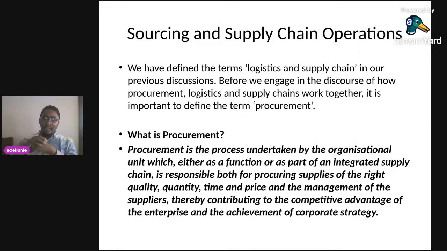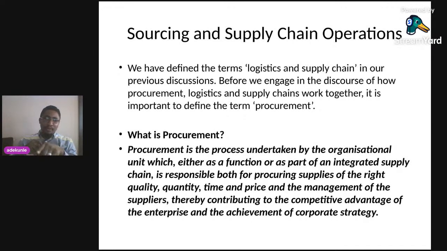Of course, from the supply chain management, sourcing and procurement that we've been doing, we'll define procurement. Procurement is a process undertaken by an organizational unit, either as a function or as part of an integrated supply chain, which is responsible for procuring supplies of the right quantity, the right quality, at the right time, and the right price, and for management of supply, thereby contributing to competitive advantage of the entire enterprise and also achievement of corporate strategy.